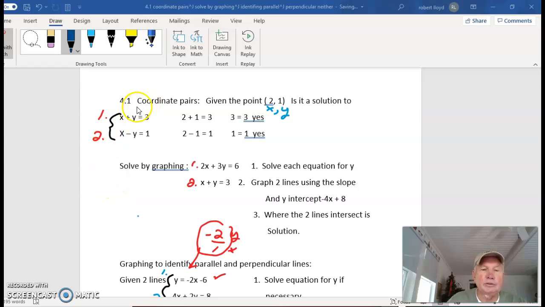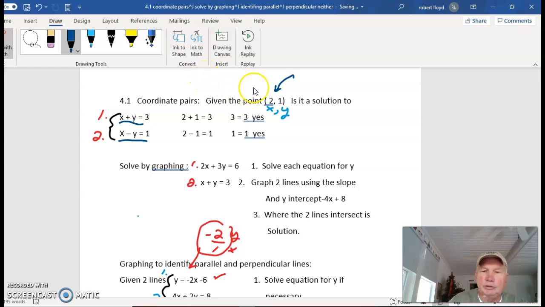Okay, this video is going to deal with coordinate pairs and graphing. They're going to give you a point, in this case x is 2, y is 1, and ask whether it is a solution to these two equations, equation 1 and equation 2.